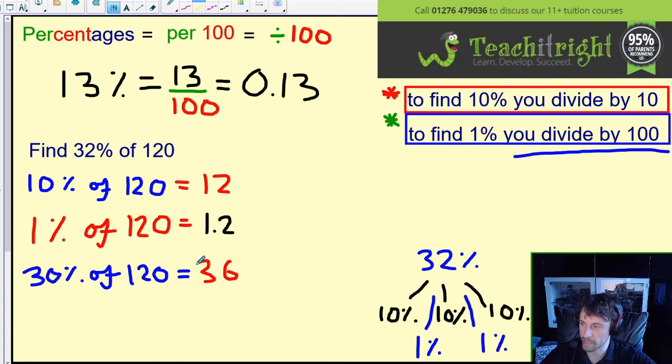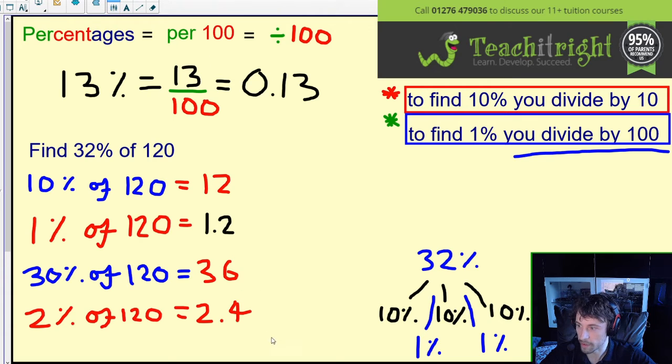And what about 1%? If 1% is 1.2, does that mean 2% is going to be twice as much? I think it is. So 2% of 120 is going to be 2 lots of 1%. In that case, 1.2 plus 1.2 is 2.4. Colour code it so it looks nice and consistent. Well, I didn't want 30 and 2, I wanted 32 together.